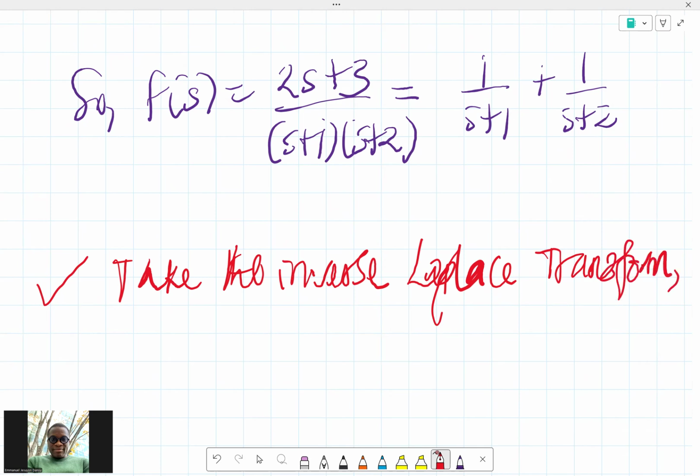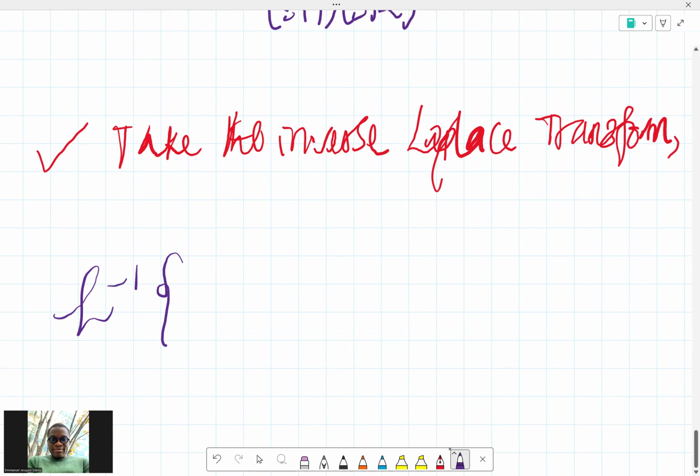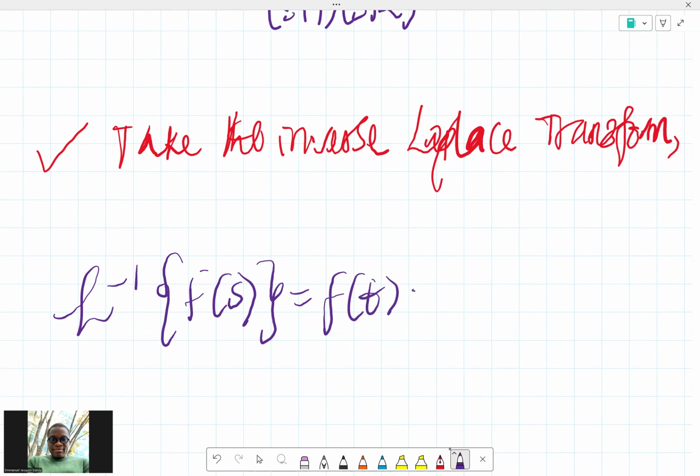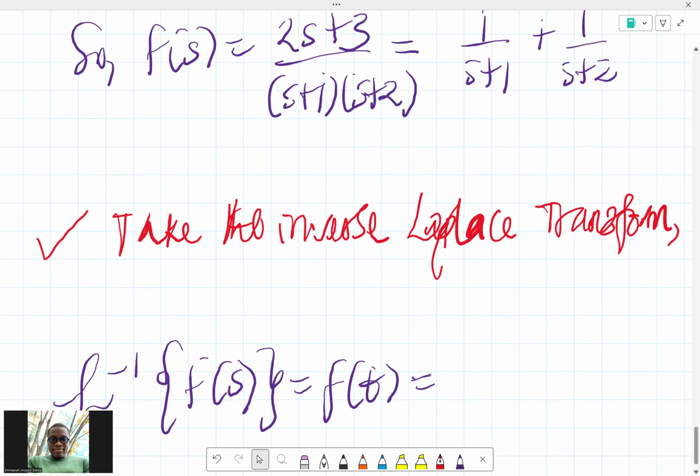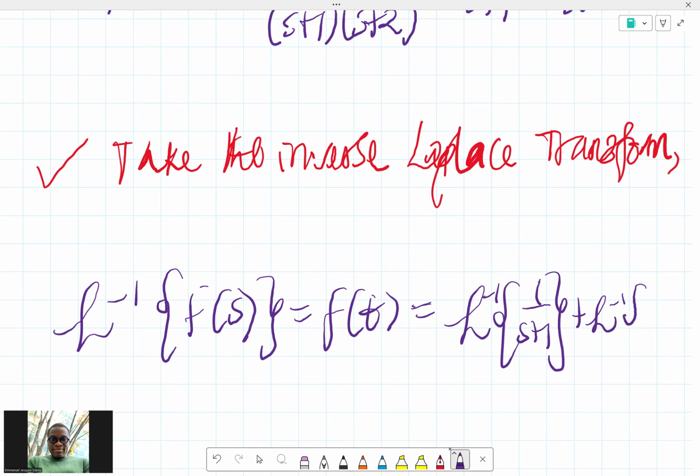Okay. So that means that we have Laplace inverse of f of s. Okay. And that is simply f of t. And that will be equal to the Laplace inverse of 1 over s plus 1. Of course, you know it is distributive. Laplace inverse again of 1 over s plus 2.